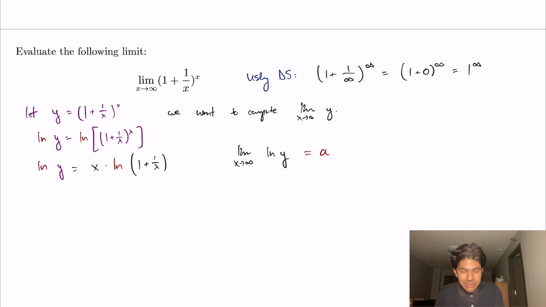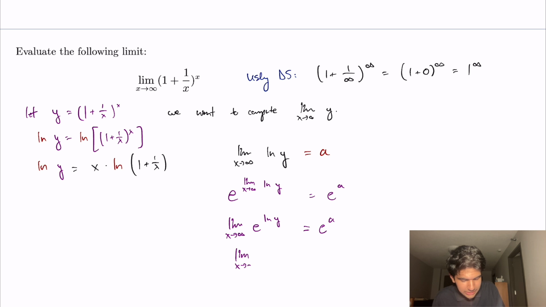Then, if we were to e both sides, meaning we do e to the power of that side, we get e to the limit as x approaches infinity of ln of y is equal to e to the a. The left-hand side becomes the limit as x approaches infinity of e to the ln of y, which we're saying is equal to e to the a. The e's and the ln's cancel, so we get the limit as x approaches infinity of y, and we'll say that that will equal e to the a. And this is what we're targeting.